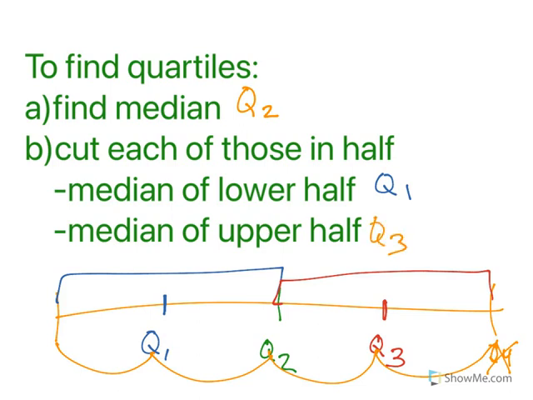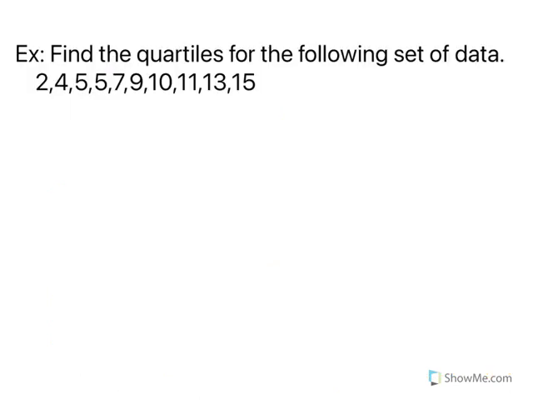We're going to find a lot of medians. Find the quartiles for the following set of data. Big thing, because we're finding medians, don't forget your data must be least to greatest. I've already given you this data set least to greatest, so we can just jump right in and find our median. We always start with the median. Step 1, find the median.